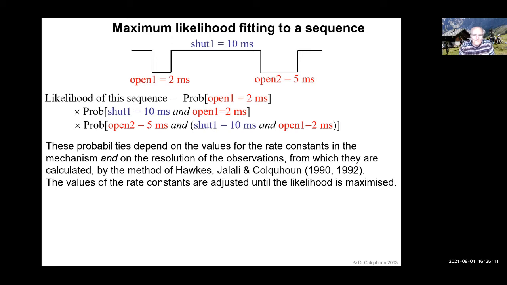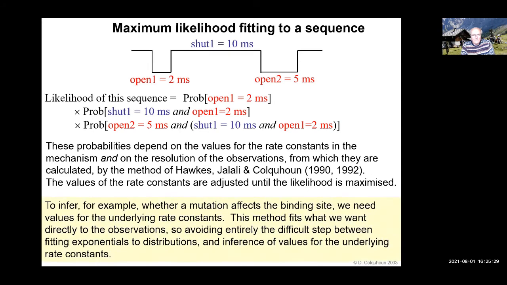Now, these probabilities all depend on the values for the rate constants, and they can be calculated with exact allowance for missed events by the methods of Hawkes, Jalali and so on. And these values for the rate constants are adjusted until the likelihood is maximized. So to infer whether a mutation affects the binding site, we need the values for all these underlying rate constants. This sort of method fits what we want to know directly to the observations, so avoiding entirely the difficult step of fitting exponentials to distributions and the inference of the values of the rate constants from them.